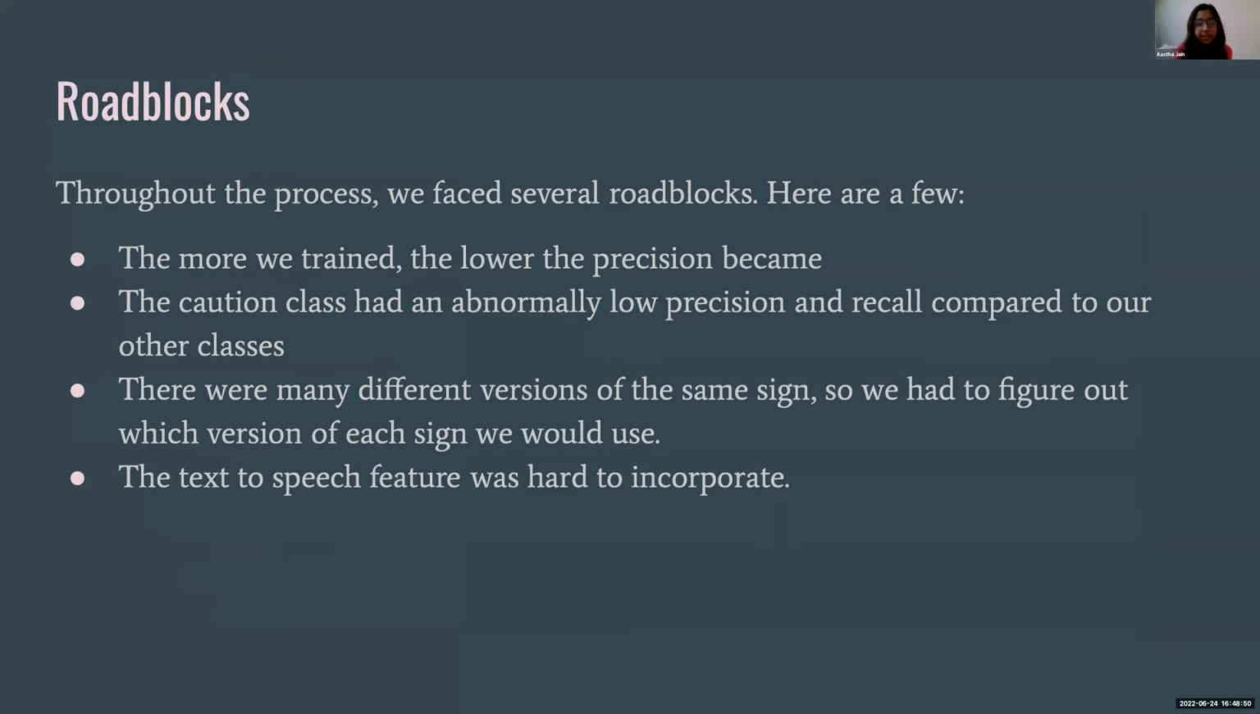Throughout the process, we faced several roadblocks. One of the roadblocks we faced was that the more we trained, the lower the precision became. The caution sign had an abnormally low precision and recall compared to other classes. There were many different versions of the same sign, so we had to figure out which version of each sign we should use. And the text-to-speech feature was hard to incorporate.